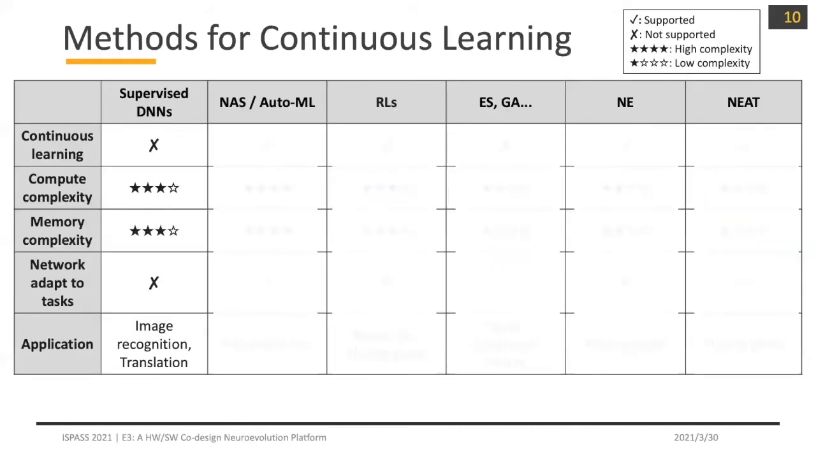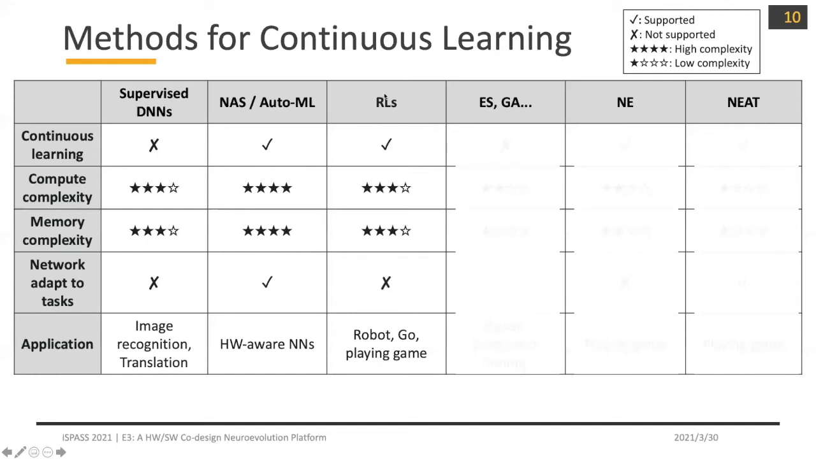cases. Here we summarize some methods for continuous learning, and we consider whether they can do continuous learning or not, their compute and memory complexity, and whether their network can adapt to the task. So we start from a typical DNN case, which is supervised DNN, and most of the time it cannot do continuous learning. And another variant is neural architecture search. So literally, it is searching the neural architecture for different tasks. So the network can adapt to the task, and it can do continuous learning. However, it has very high compute and memory complexity.